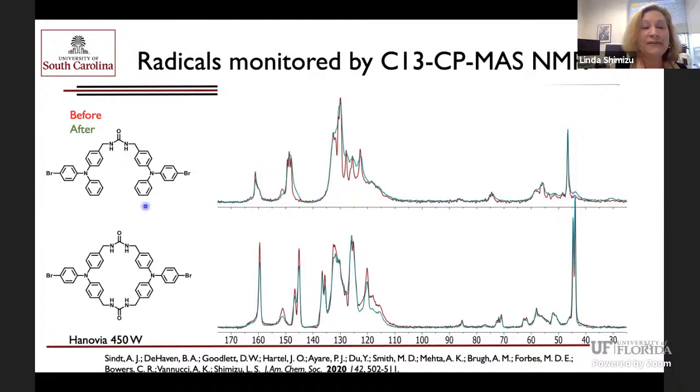And you can see for both of these systems, before and after UV irradiation, we see similar signals, but there's some broadening. Particularly for the linear analog, which makes more radicals, we see broadening about the aromatic and carbonyl lines. And that's expected if there's a radical in that area. So the methylenes and the urea bridge aren't as affected by the radical formation, and this suggests that the radicals are not in that area.